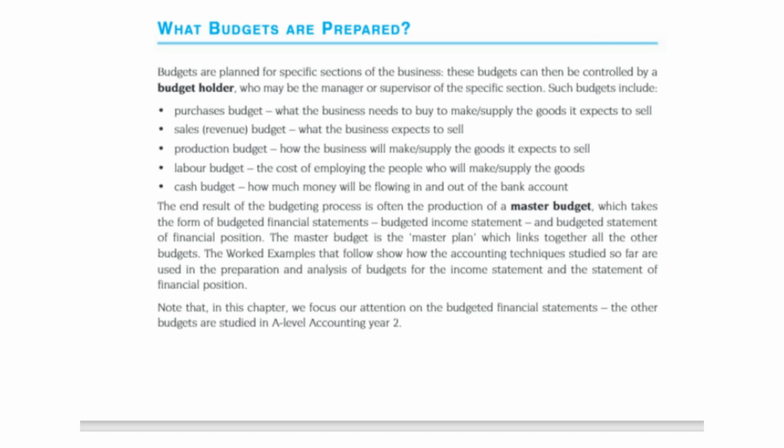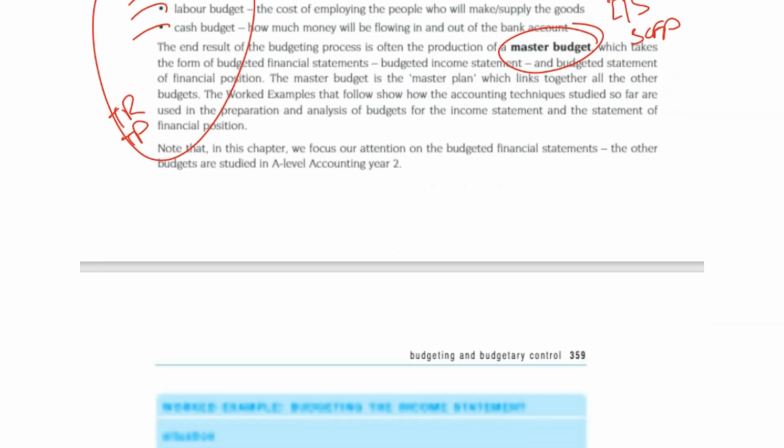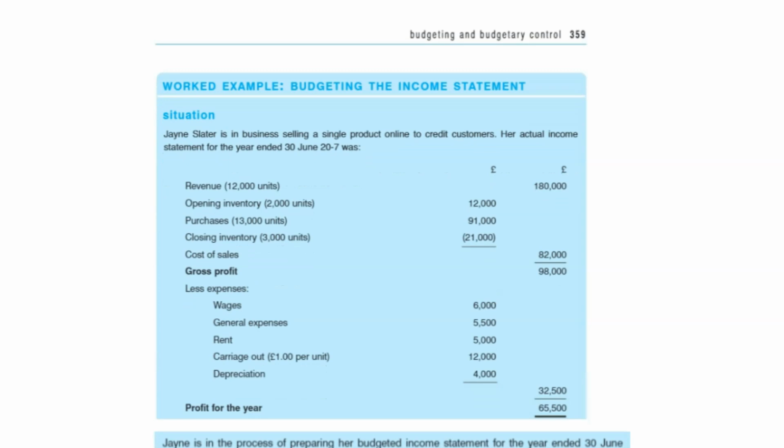Well, budget is an important aspect for any business, and we do purchase, sales, production, labor, cash budget, even trade receivables budget, trade payables budget. Ultimately, we do master budget using all these budgets, which is basically income statement and statement of financial position. Let's do one income statement budget. Let's go over this worked example.